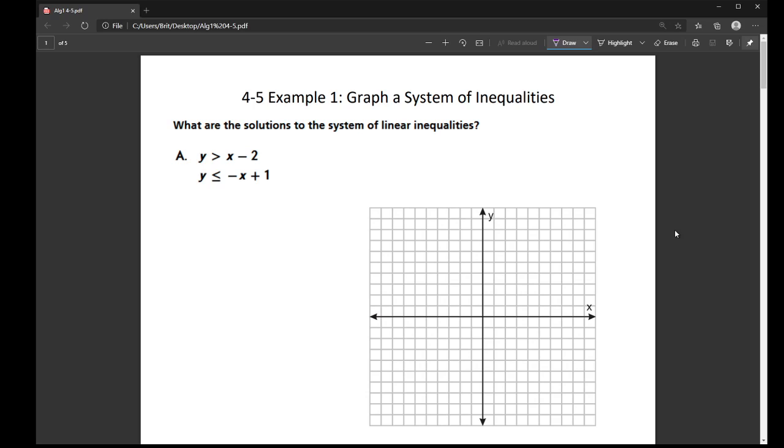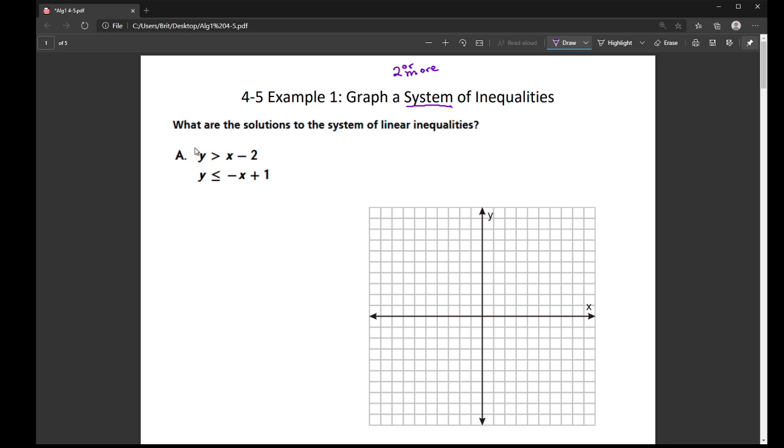In this video, I'm covering example 1 from section 4-5 in the SavvasRealize Algebra 1 textbook. We are looking at how to graph a system of inequalities. Now remember, by a system, we just mean two or more inequalities at a time.